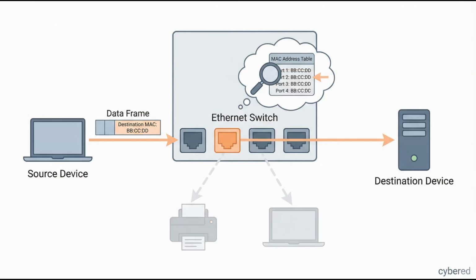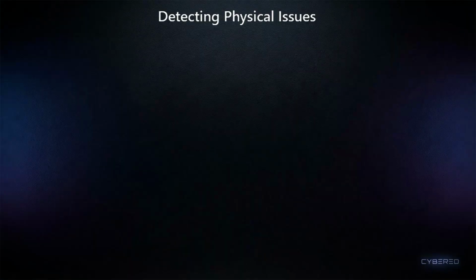When a device sends a frame to a switch, the switch examines the destination MAC address and forwards the frame only to the appropriate port, improving efficiency and performance. Although switches reduce collisions, physical issues can still occur. Network devices running Cisco IOS provide detailed interface statistics that help identify physical layer problems.